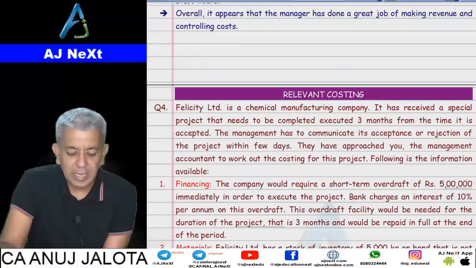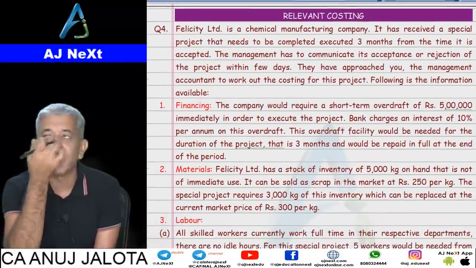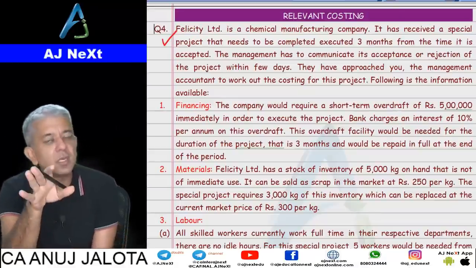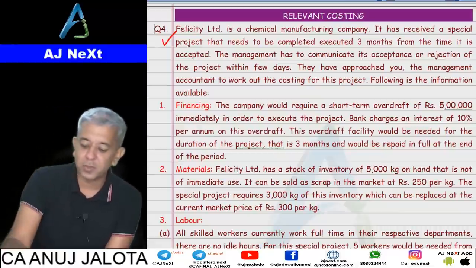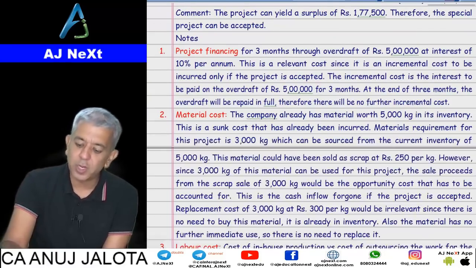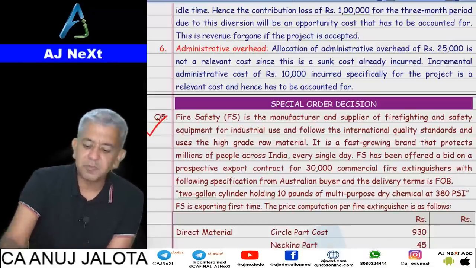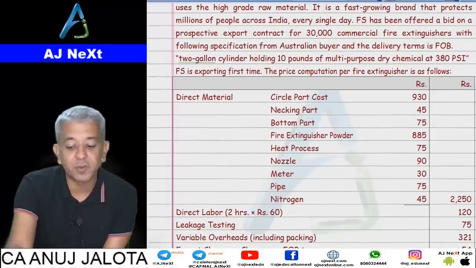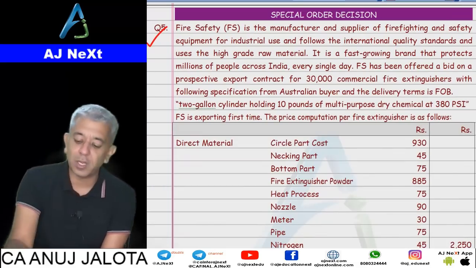Then you have two questions on decision making. We have done these to the greatest extent possible, and you will find all these things very easy. You just have to explain the reason of each and every answer that you get. In fact, your next question is also on decision making only. It's a special order. But then, first time we are going to be doing exports. There is a company that is going to export for the first time, so what factors should be considered? That particular part is important in question number five.